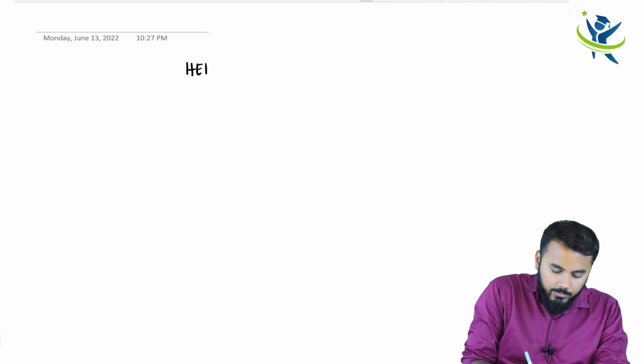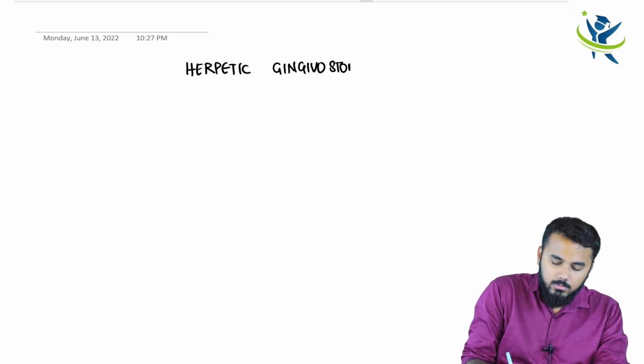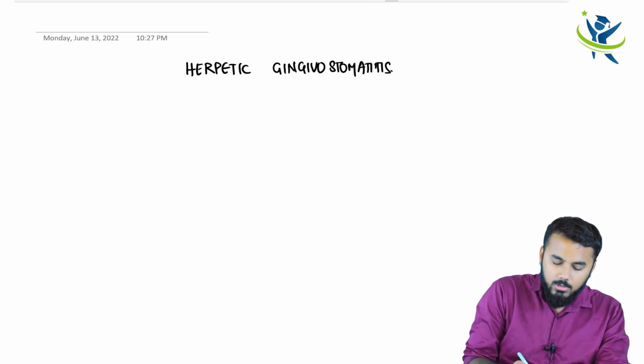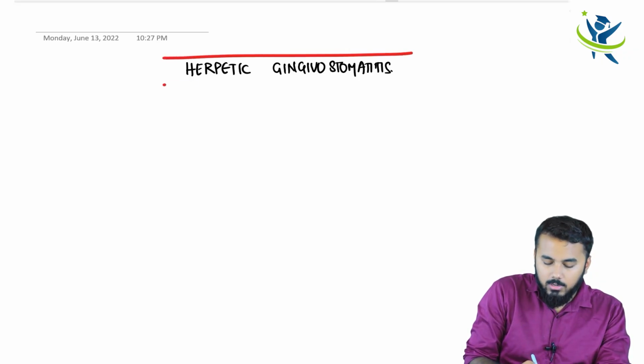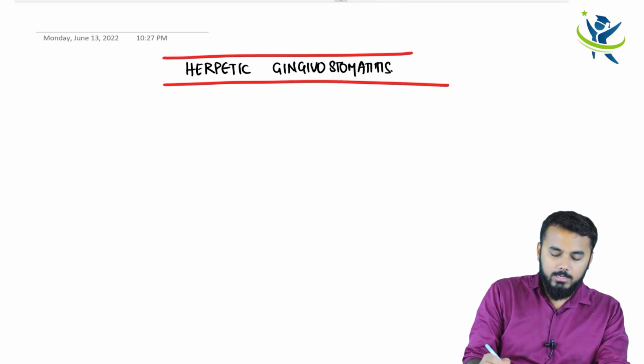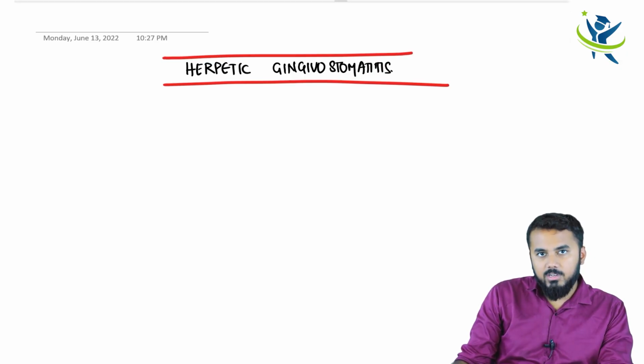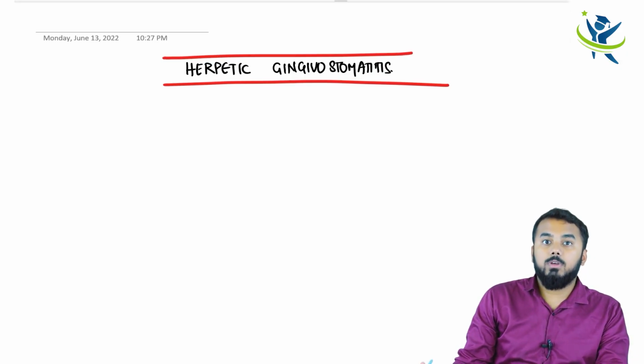So now we shall be discussing the first infection in the herpes group, that would be herpetic gingivostomatitis. We shall be discussing only the important points because a detailed lecture is already recorded on herpetic gingivostomatitis, right? Regarding this, the first important thing you need to know is that this is the most common infection for which virus? Herpes simplex virus type 1.